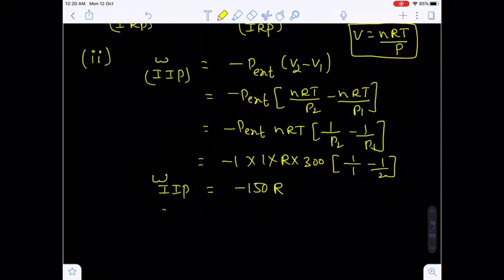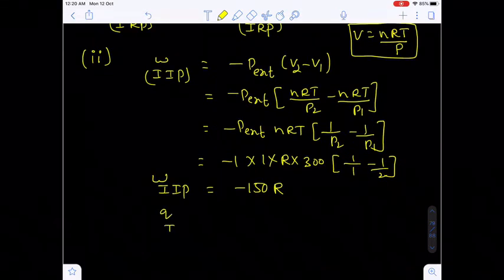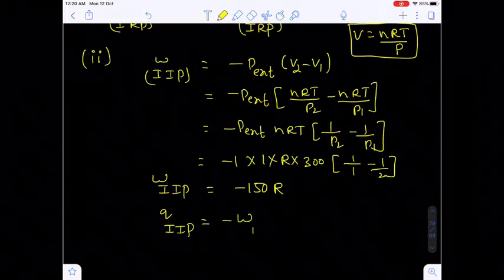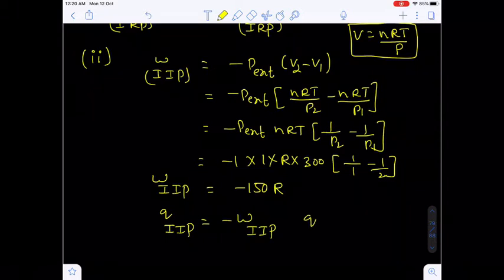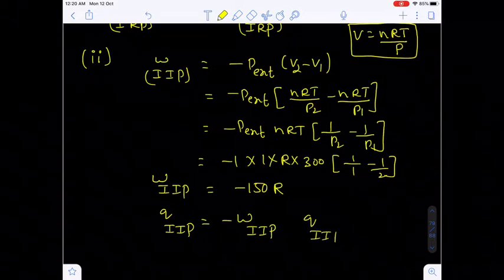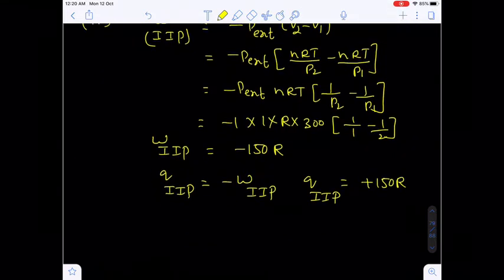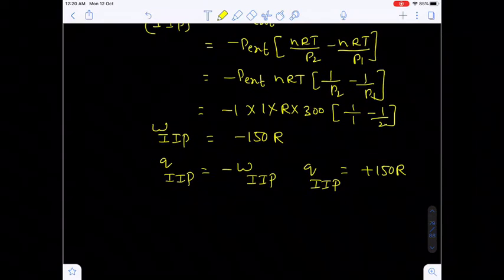Okay, and what will be the heat exchange in the isothermal irreversible process? That will be equal to minus the work done in the isothermal irreversible process. So minus of minus, you will get plus. So the heat exchange in the isothermal irreversible process will be equal to 150 R. Now here I want to make one important note. What is the note here?